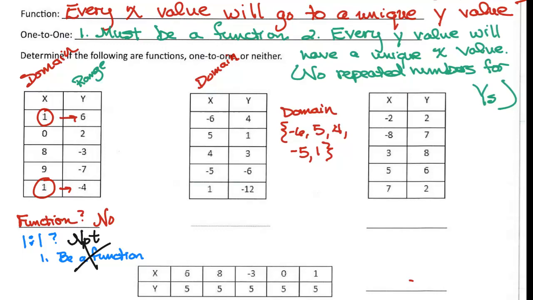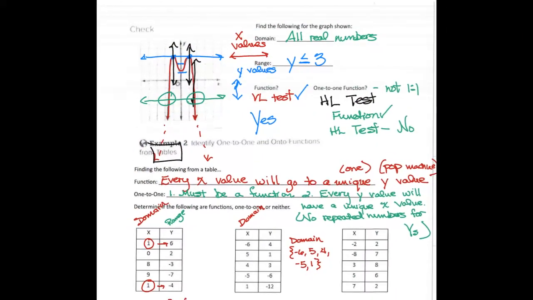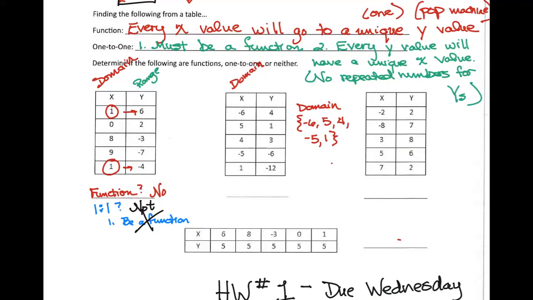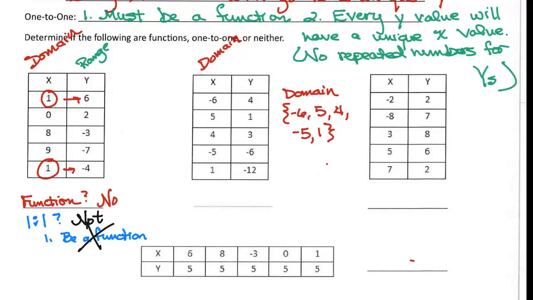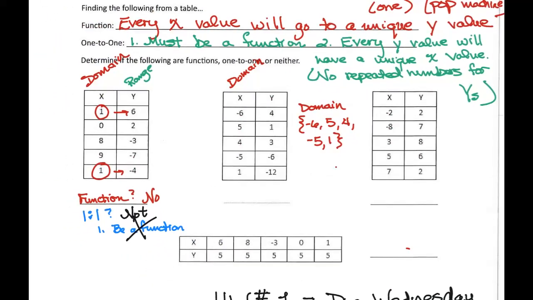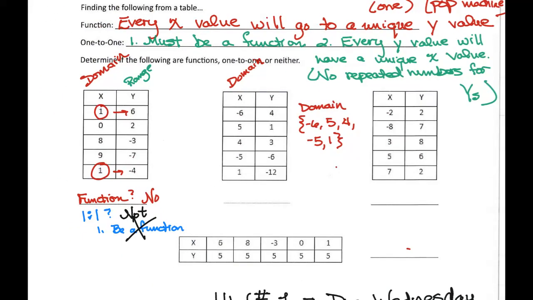Whereas when we had a graph, okay, we're looking at many more. So we can say all real numbers. But when you have a table, you have a lot fewer to deal with, all right? So that's my domain. Here's my range.